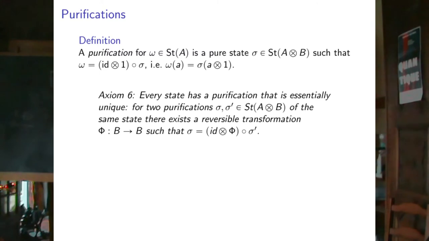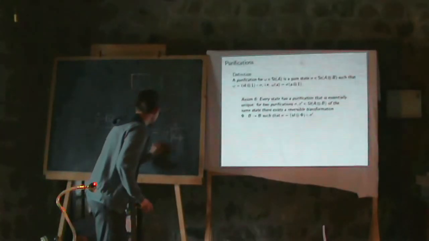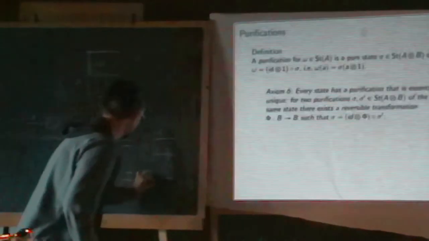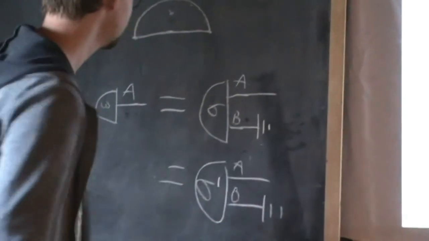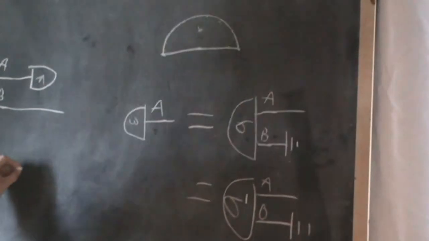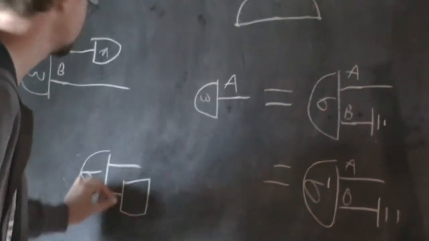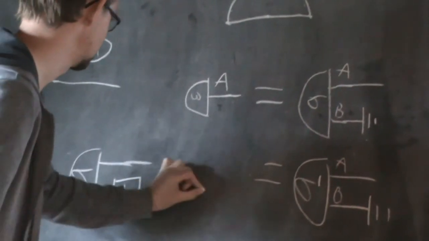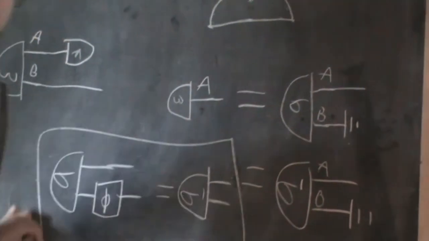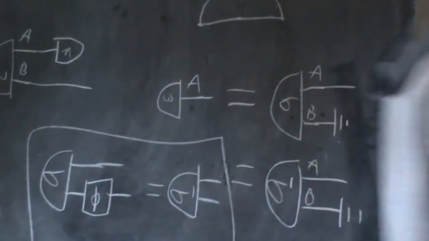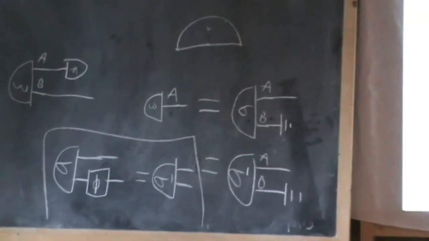So what that means is, if I have two such purifications, so if I also have a pure state sigma prime, which is equal to A, like this, and this purifying system B is the same, then sigma and sigma prime must be connected to each other with a reversible transformation. So I must have sigma, and I apply some reversible transformation phi here, and this should be equal to sigma prime. So any two ways of purifying states can be transformed to one another by doing some reversible transformation on the system you don't have access to.